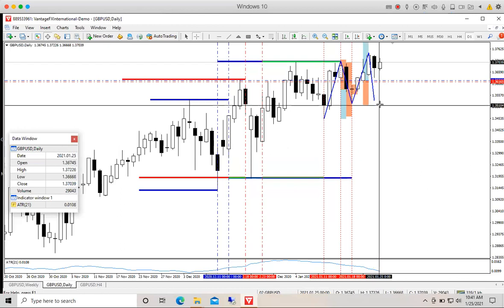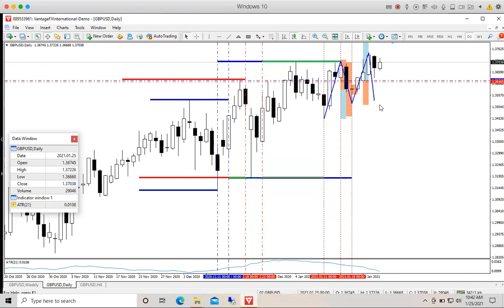I'm probably teaching you guys how to suck eggs here because you should know the strategy very well by now. So yeah, that's just that one on GBP USD.